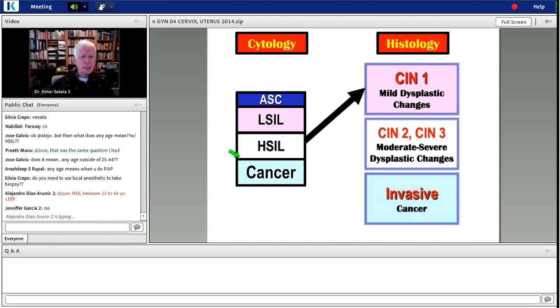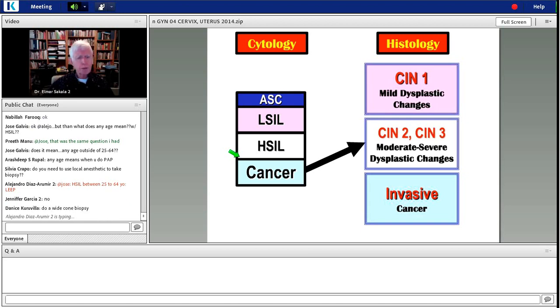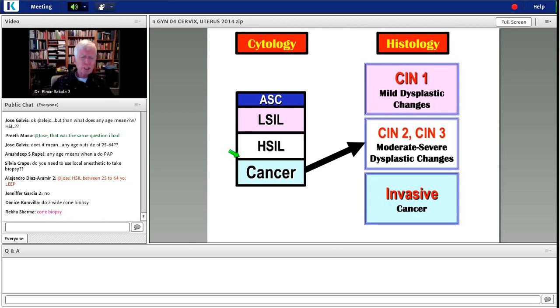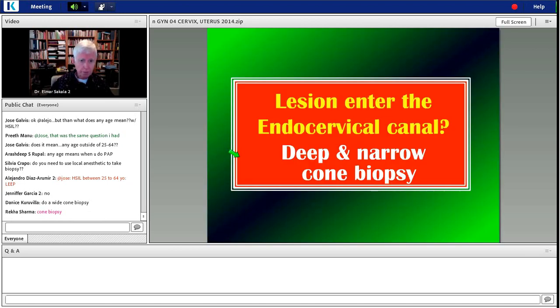What if you have HSIL on the cytology, but the histology shows only SIN 1? What if you have cancer on the cytology, but on the biopsy there's only SIN 2 or 3? That is where the pap smear is worse than the biopsy. And now we need to do a transformation zone excision because you couldn't find it by looking. So now we just take it all off. It's more of a shotgun approach, which we don't like to do.